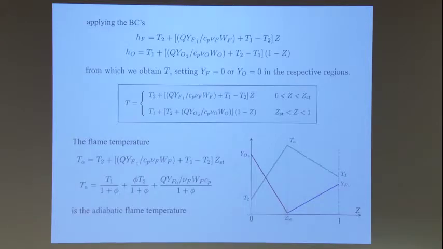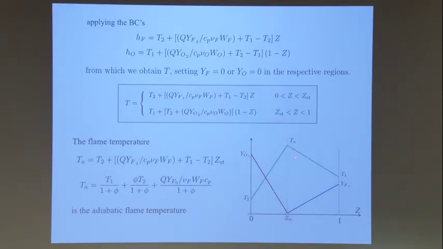Okay, so what about the HF and HO? Well, that tells you also the temperature in the Burke-Schumann limit solution is also a linear function of Z, and so here it is. So in terms of the mixture fraction, all the properties are in fact linear, okay?